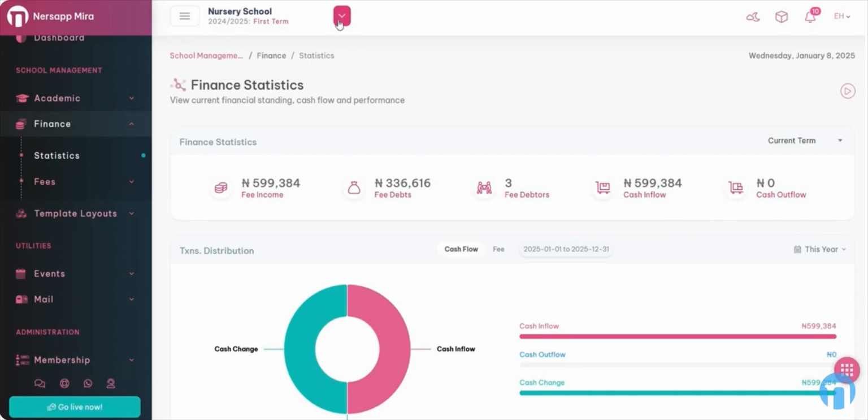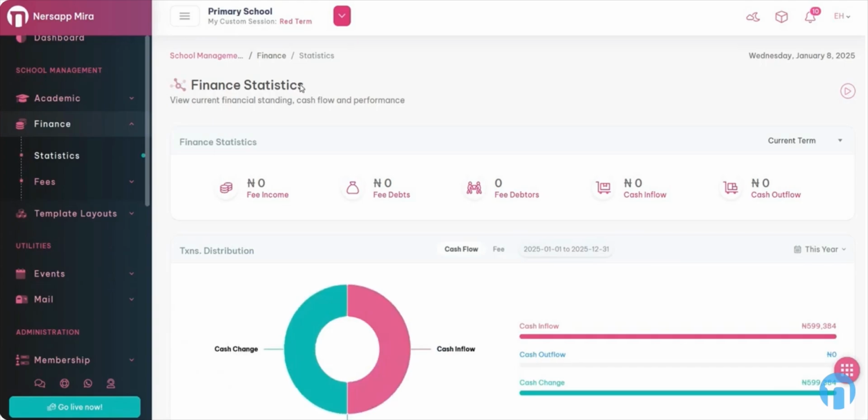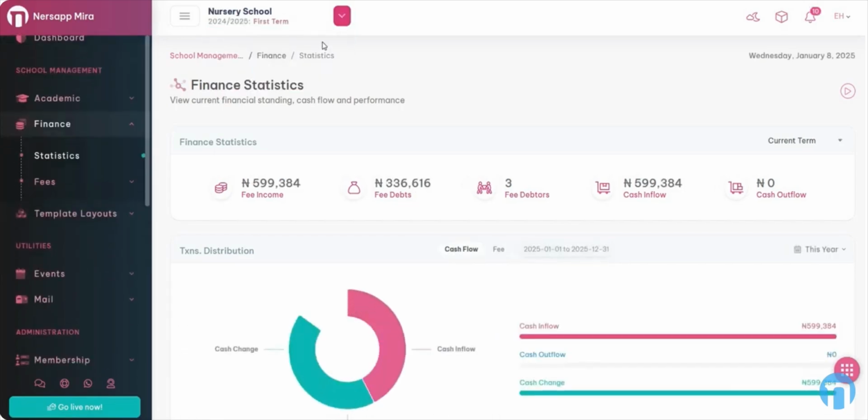As you can see, I can switch here now to primary school level. And see for primary school, there are no financial statistics because there probably are no students here. But let's stick to nursery school for this tutorial.